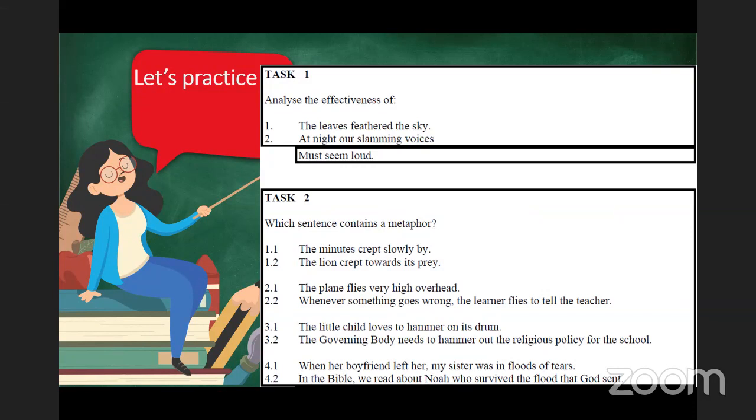The plane flies very high overhead. 2.2, whenever something goes wrong, the learner flies to the teacher. Anyone who can tell us which one is a metaphor? The little child loves to hammer on his drum. The governing body needs to hammer out the religious policy. And then we've got, when her boyfriend left her, my sister was in floods of tears. In the Bible, we read about Noah who survived the flood that God sent.